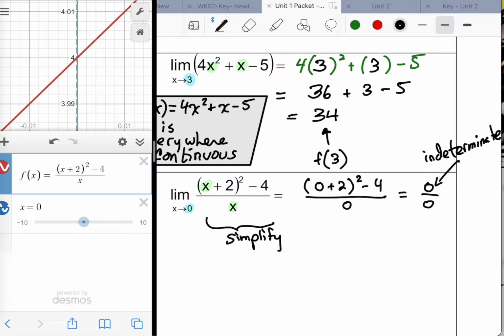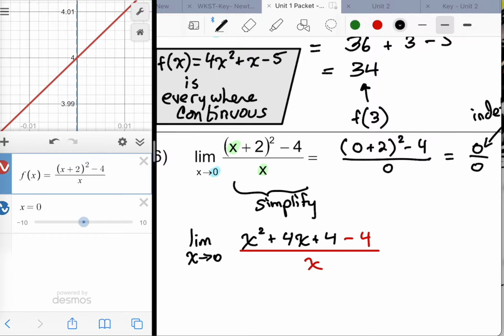And then resubstitute. It's already in a factored form, so let me distribute it out. x plus 2 squared is x squared plus 4x plus 4, minus the 4 that's already there, over the x that's already there. It's still a limit, so don't lose your limit. Limit as x approaches 0.